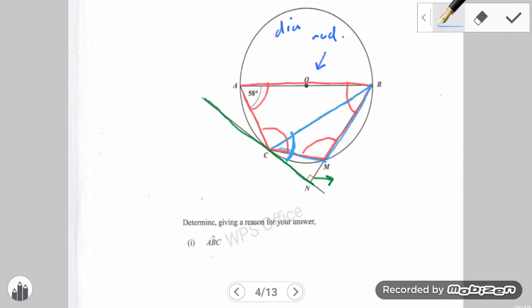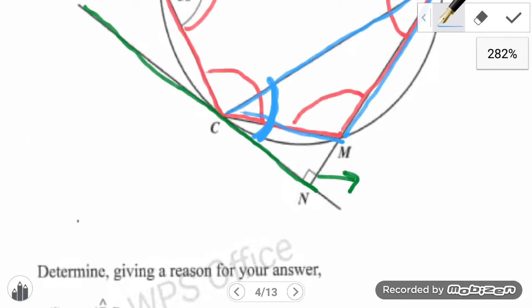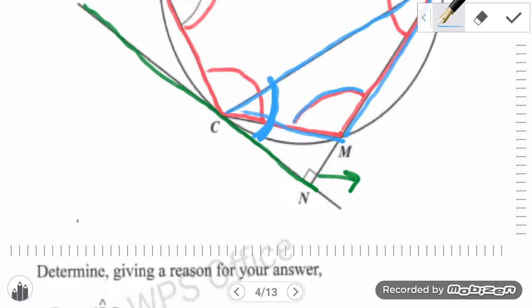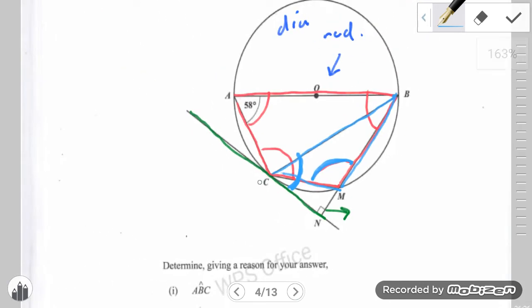So this angle that you see here will be exactly equal to this angle here. So watch me again, guys. The chord BC and the tangent CN create an angle here. But the chord BC didn't create an angle up here, it created an angle just below. So this angle here and this angle here will be exactly the same.